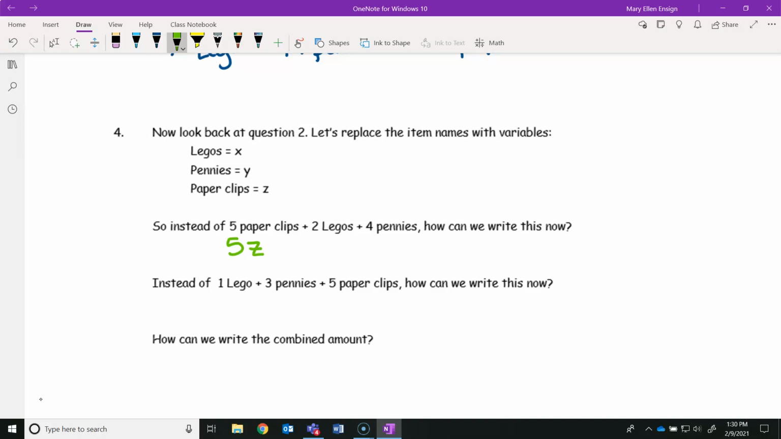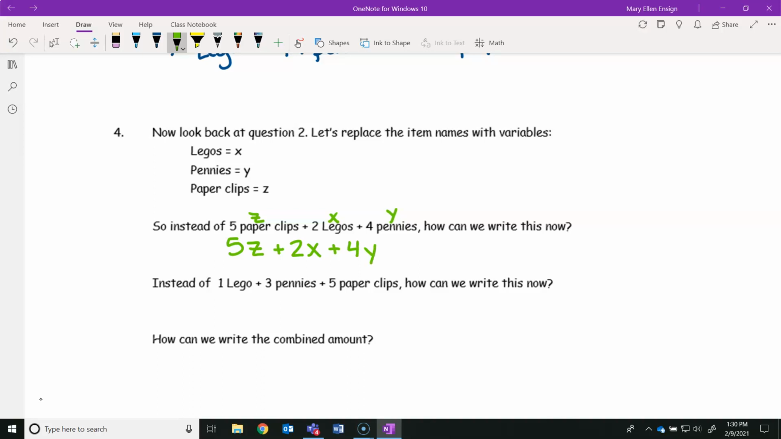If I have a letter and a number, a variable and a number next to each other, it means multiplication. So I have 5 times Z, which is the same as having 5 of those. Okay, if I give you a $10 bill, and then I give you 5 of them, I've given you 5 times 10 or $50. So it has the same idea here. Plus 2 Legos. Well, I'm replacing Legos with X. So 2X. And 4 pennies, I'm replacing pennies with Y. So I have 4Y.